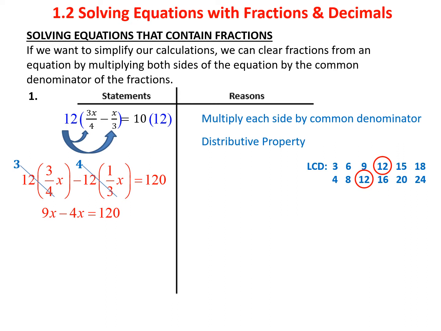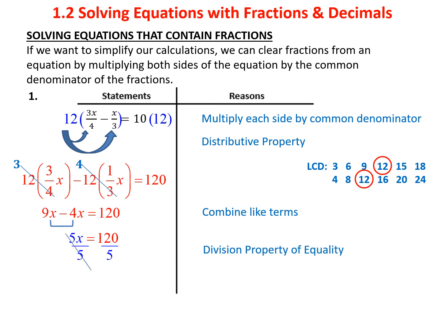In this case, we look on the left and we can combine terms. So I'm going to combine 9x minus 4x is 5x. Now I can divide by 5. Now undo the multiply by 5. And we end up finding out that x equals 24.